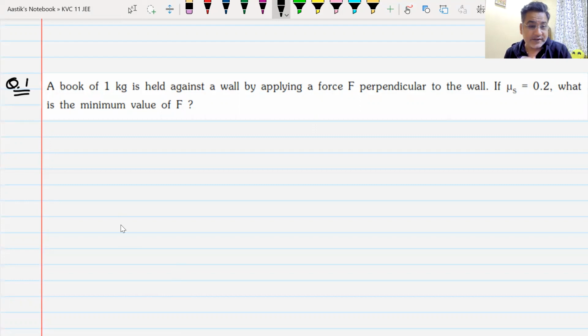A book of 1 kg is held against a wall by applying a force F perpendicular to the wall. If mu s is 0.2, what is the minimum value of force F?